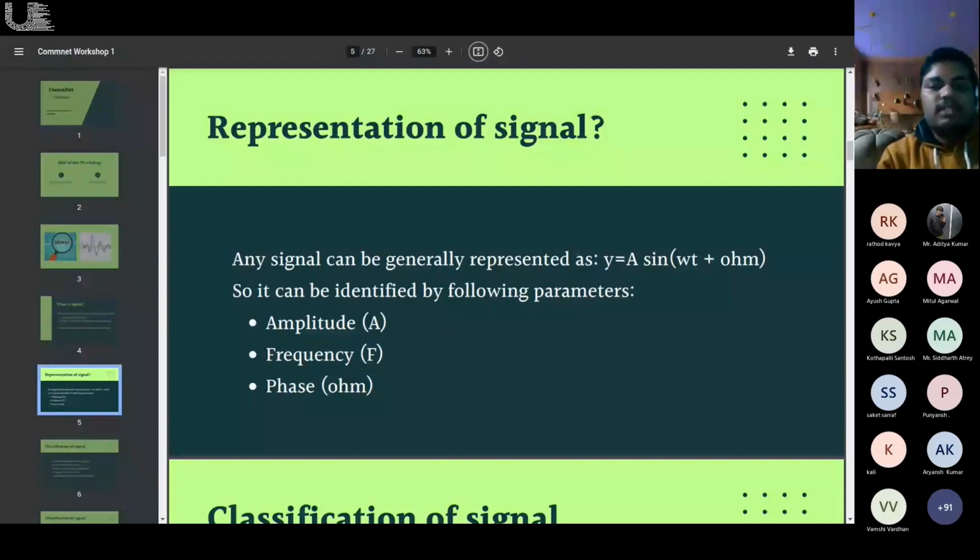So basically these three properties you should know and remember, because in later workshops when we'll be discussing modulation, I know you will be thinking what modulation is, that will be discussed later. In modulation, these three properties will play a very important role: amplitude, frequency, and phase. So any signal can be represented in the form of sine and cosine and their summation, and each of these signals can be identified by amplitude, frequency, and phase.